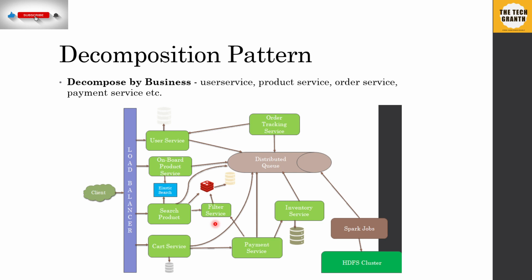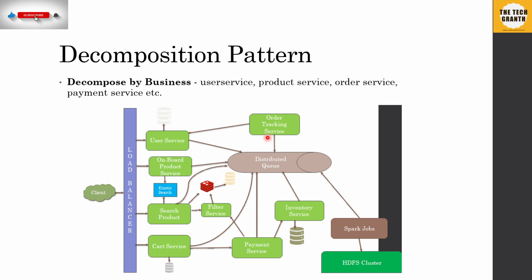So one service is there which will deal with the user. So for that we came up with a user service. One service is there which will deal with searching of the product. So there is a search product service for that. There is a service for onboarding the product. Similarly, for payments we have a service here. And we broke down the order service into two parts, which are cart service and order tracking service.